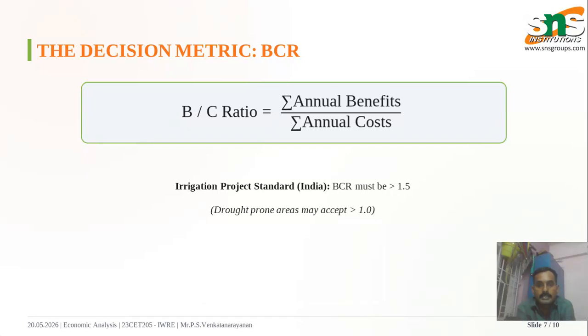However, in drought-prone regions, projects with BCR slightly above 1 may also be accepted because they provide essential social and environmental support. BCR helps policymakers and engineers compare multiple projects and prioritize investments. It acts as a quick indicator of economic viability and long-term sustainability.